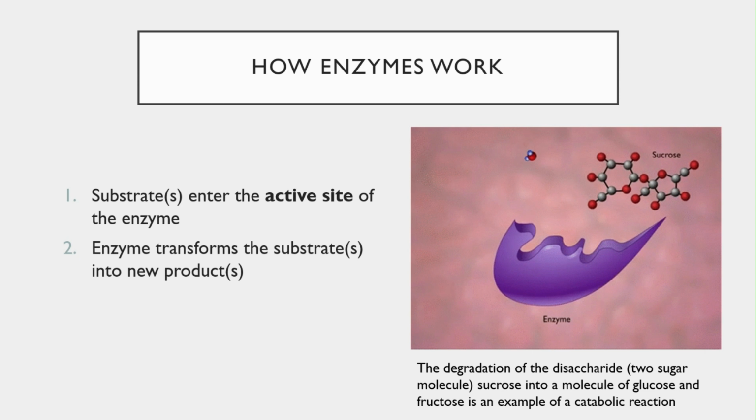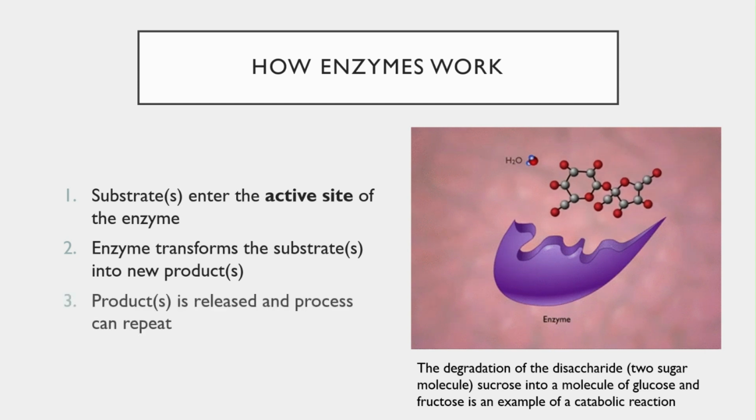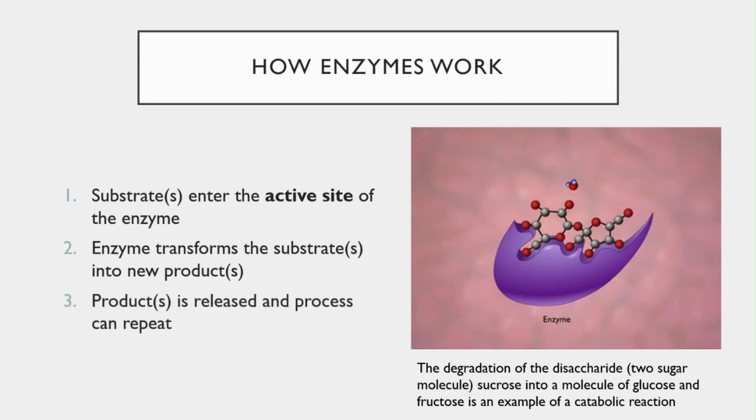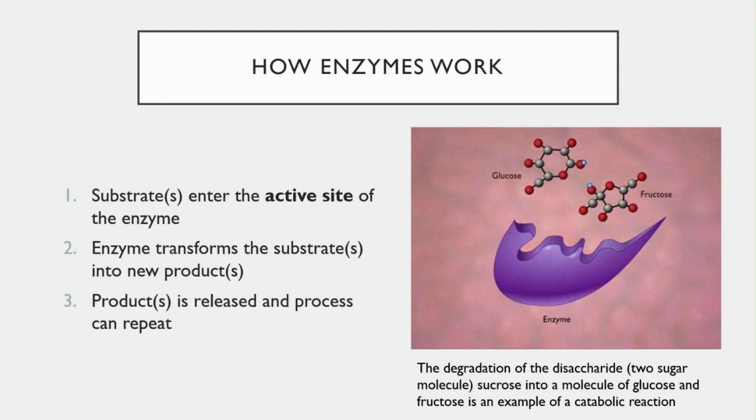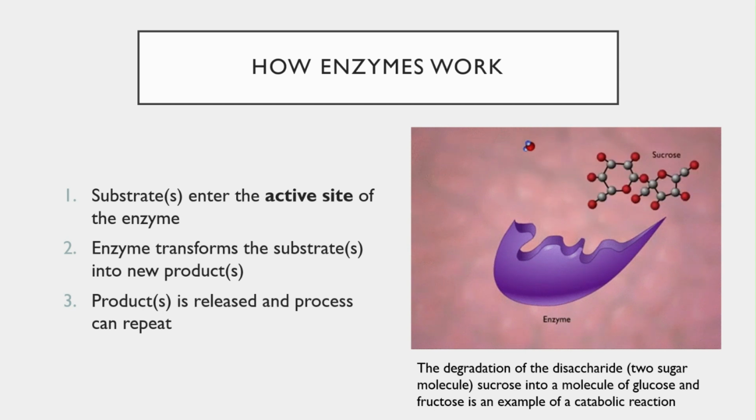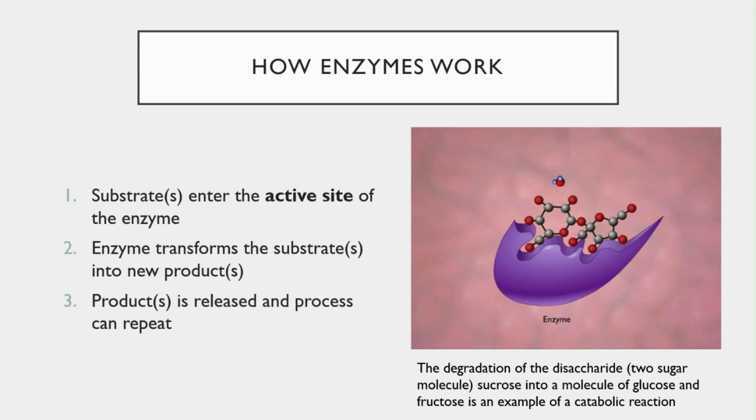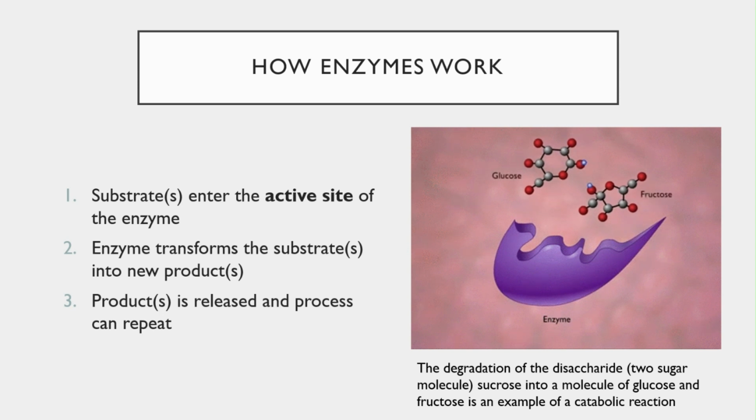Once the product is formed, it is released from the enzyme, enabling the enzyme to catalyze the conversion of more substrates. Hence, the process of enzyme activity involves substrate binding, transformation, product release, and repeated cycles of this process. In this cycle, note that the enzyme is not destroyed in the process and can be reused by the cell.